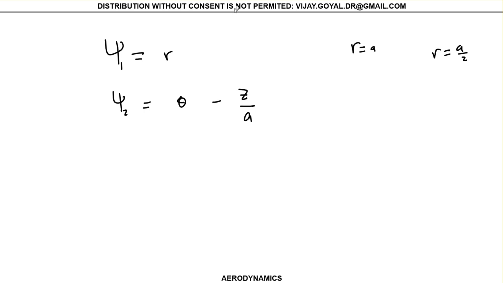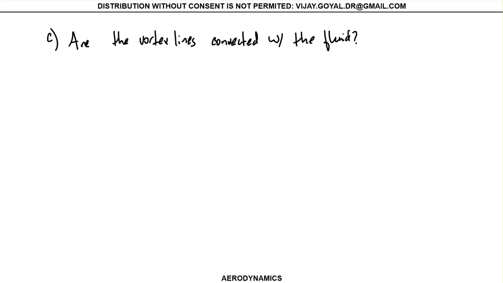So these equations are spirals, but they have a different slope from your streamline functions, but they're still spirals with constant R as we got before, okay? And we know that this has to be a constant, this has to be a constant, this is a value. Okay, it's not varying, it's just a constant. So we found that. The next question that we are asked is, are the vortex lines convected with the fluid? So how do we know if they're convected with the fluid?